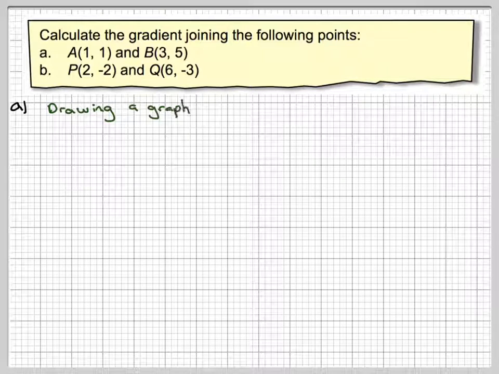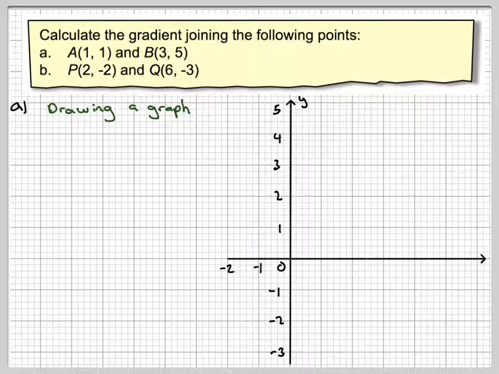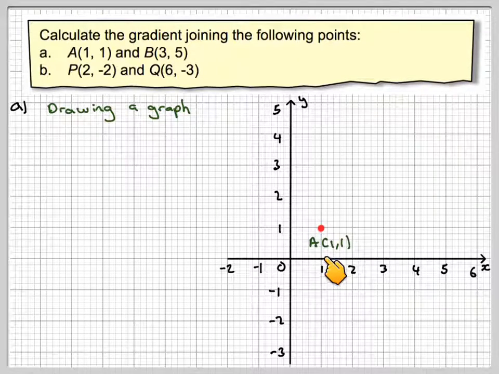So first of all, if we just draw a graph. When you're drawing graphs, this must be X and this must be Y. Make sure you draw the axes with a ruler. Then plot the point A, which is (1, 1), plot B, which is (3, 5), and join those up with a straight line.